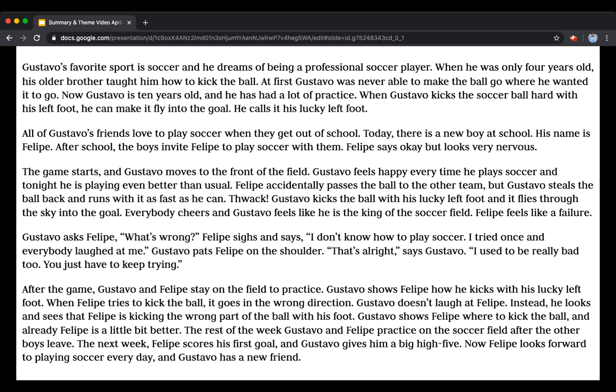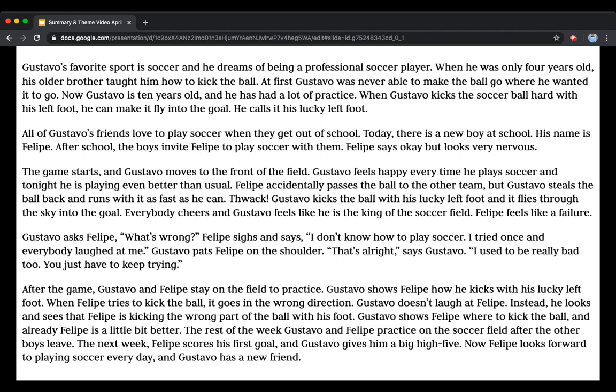All of Gustavo's friends love to play soccer when they get out of school. Today there is a new boy at school. His name is Felipe. After school, the boys invite Felipe to play soccer with them. Felipe says okay, but looks very nervous. The game starts and Gustavo moves to the front of the field. Gustavo feels happy every time he plays soccer, and tonight he is playing even better than usual.